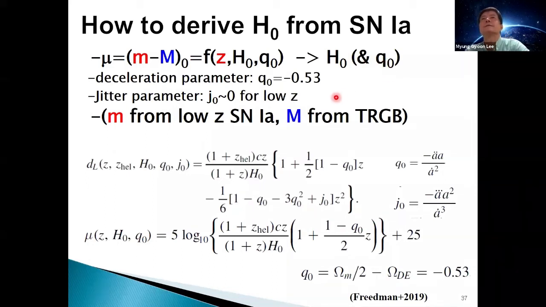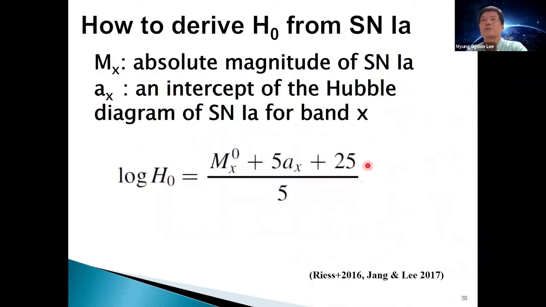So supernova cosmology basically uses two parameters: apparent magnitude for low z supernovae and absolute magnitude of supernovae from TRGB or Cepheids. Another formulation is also given here. Basically the same thing. Here, the Hubble constant is given as a function of absolute magnitude of supernovae and the intercept of the Hubble diagram. The Hubble diagram is the relation between magnitude versus distance or redshift.